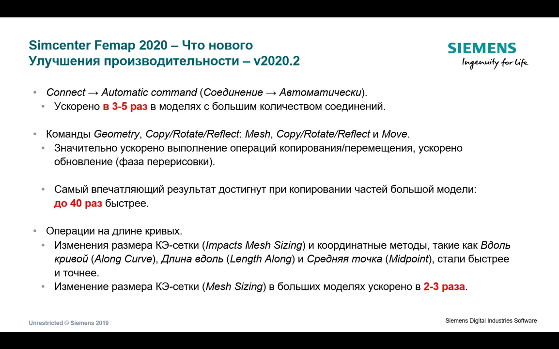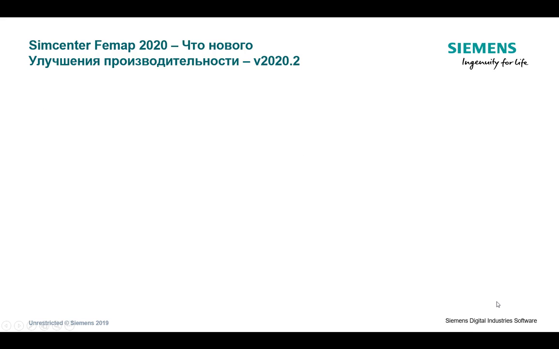Length-based operations on curve, such as mesh sizing, curve-based sizing. We found some nice ways to do this with the Parasolid code. So the along curve, length along, and midpoint methods all got faster and more accurate, and mesh sizing got 2 to 3 times faster on large models.